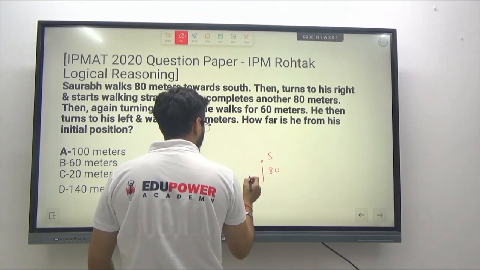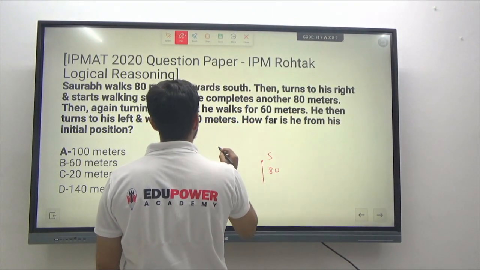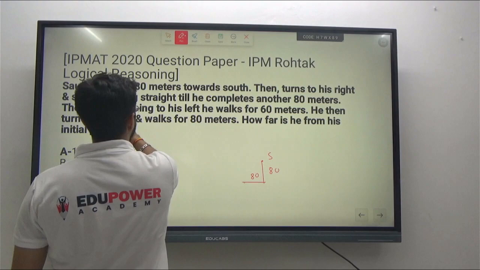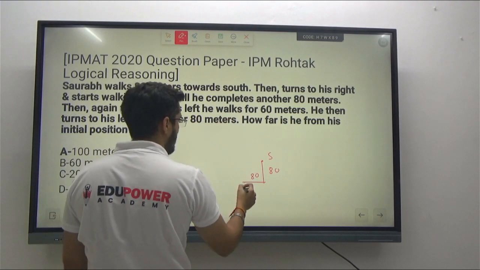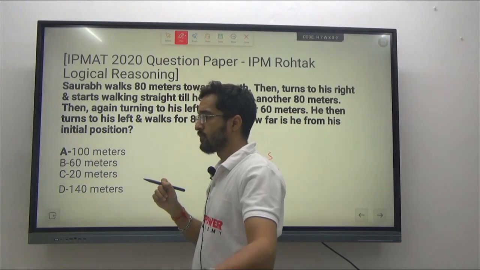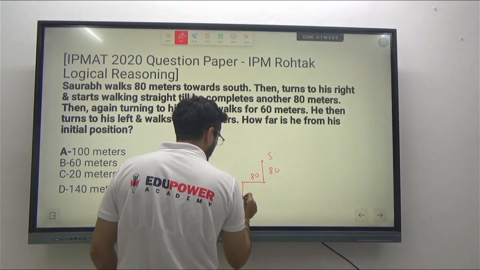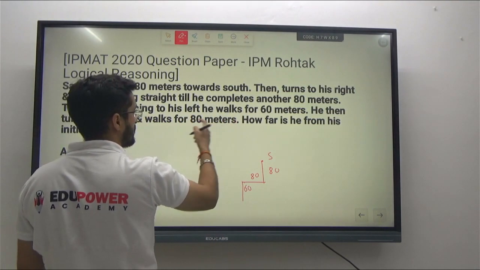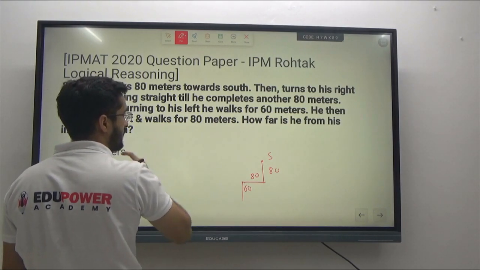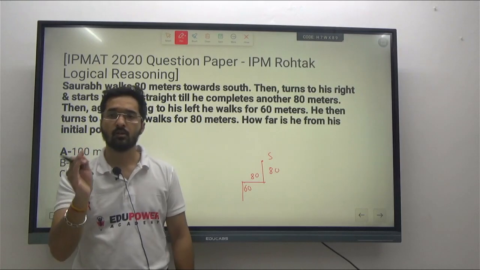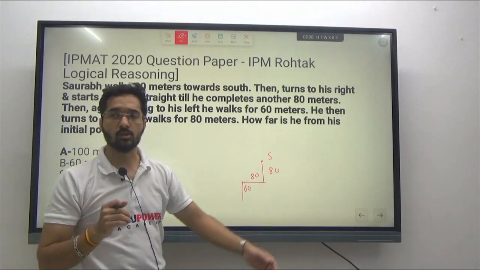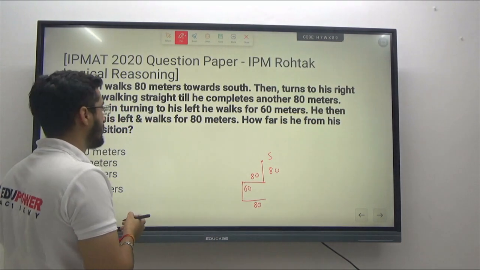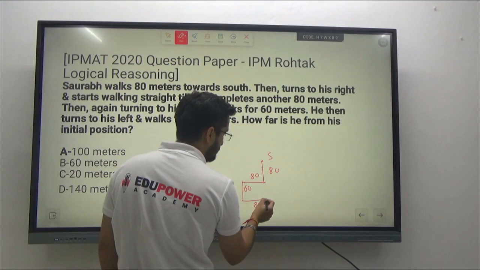Then he turns to his right and starts walking straight. He completes another 80 meters. Then again turning to his left, he walks for 60 meters. Now going left, left means south, 60 meters. Then again turning to his left, he walks 60 meters. He then turns to his left and walks for 80 meters. Now he turns to the left, left will be this way, and walks 80 meters. How far is he from his initial position?